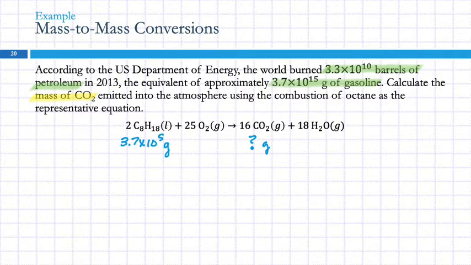So my path is going to be this many grams of C8H18. I want to end up with grams of CO2. What goes in the middle?